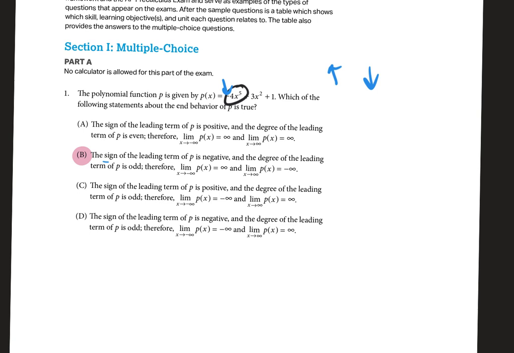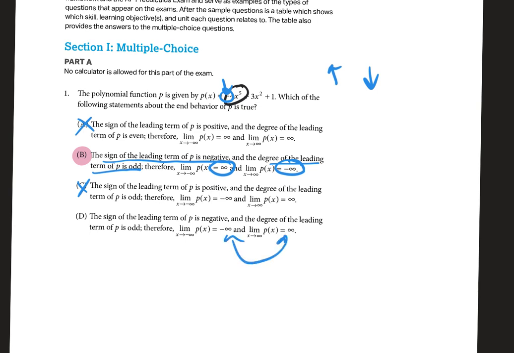So because the sign of the leading term is negative, and the degree of the leading term is odd, you could have ruled out A because that one didn't work, and C because that one didn't work. It is rising to the left, so it's going to positive infinity on the left, and it is falling to the right, so it's going to negative infinity on the right. This is the reverse.